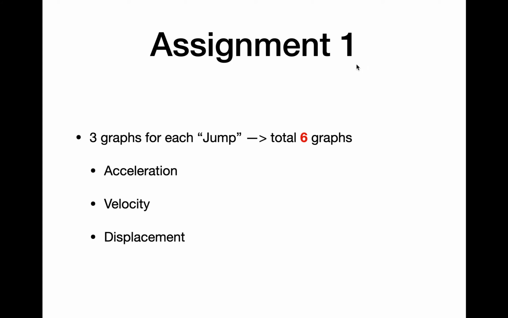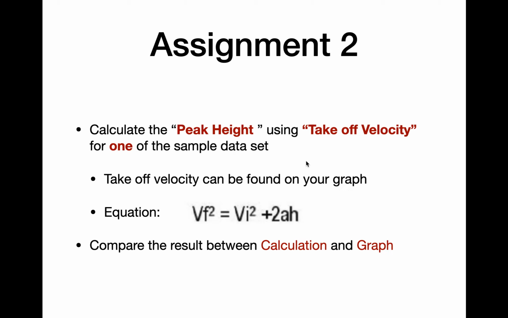First section, you need 3 graphs for each jump, right? So you'll have an acceleration graph, velocity graph, and displacement graph for each situation. You have 3 for with arm swing and 3 for without arm swing, so you need to present 6 graphs for the first section.